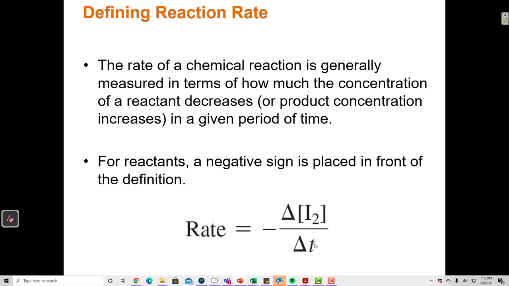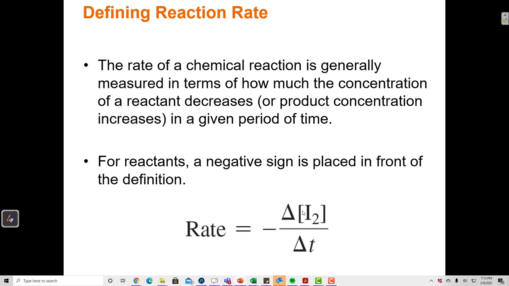So in order to indicate that I'm losing this concentration, or I'm losing reactants, we put a negative sign in front. So what that means is if I'm trying to keep track of how fast a chemical reaction occurs, and I'm trying to watch the reactant, in this case maybe I2, and I start with 100% and I have some way to watch that percentage go down over time, then that's going to be the rate of that reaction. And again, just to signify that it's decreasing, we always put a negative in front.